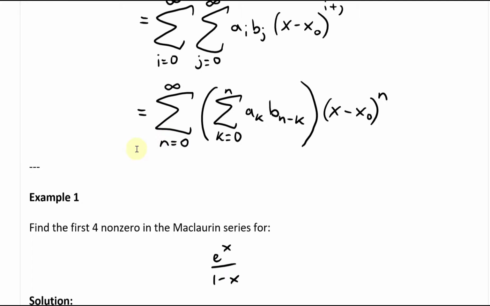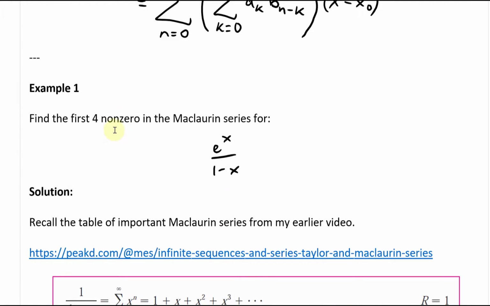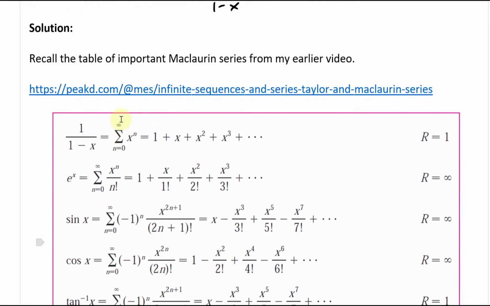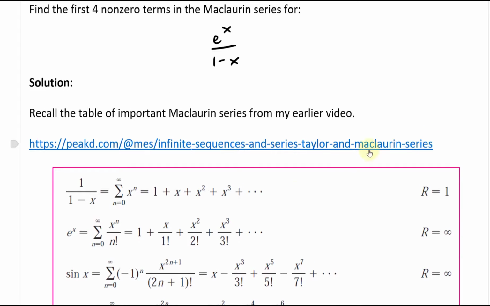So now let's look at an example to illustrate this. Example 1: find the first 4 non-zero terms in the Maclaurin series for e^x divided by 1 minus x. Recall the table of important Maclaurin series from our earlier video, and we have it over here. So 1 divided by 1 minus x is equal to the summation from n equals 0 to infinity of x^n, and the radius of convergence is R equals 1.